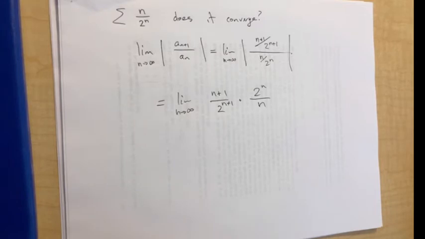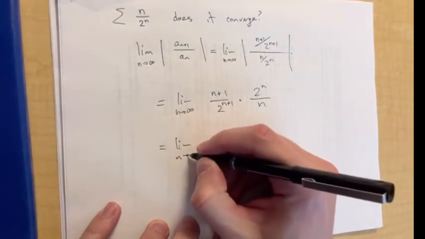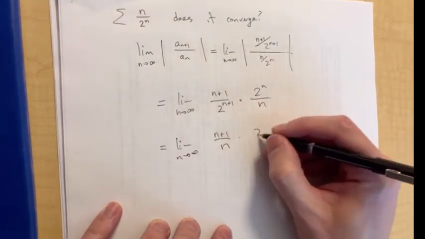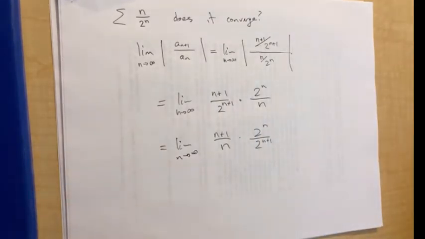I have n plus 1. Let's put the exponential parts together and the other parts together. n plus 1 over n, and then I also have 2 to the n over 2 to the n plus 1. Can we handle them separately? I think so. What is 2 to the n over 2 to the n plus 1? Anybody, can you see how to simplify that?